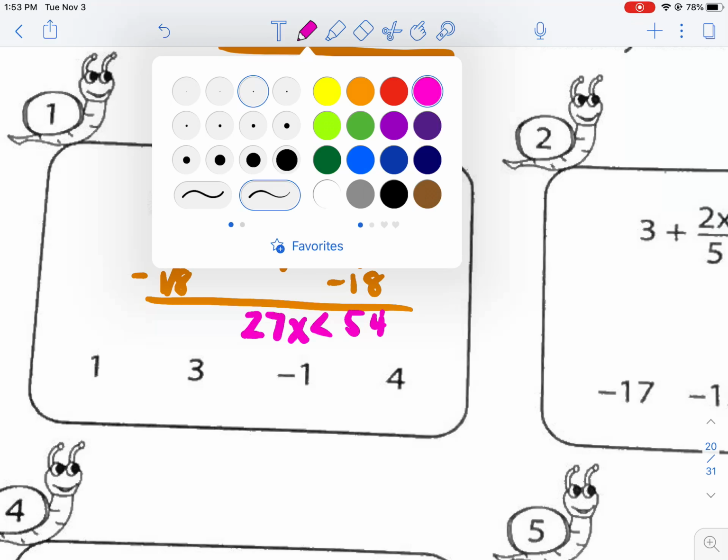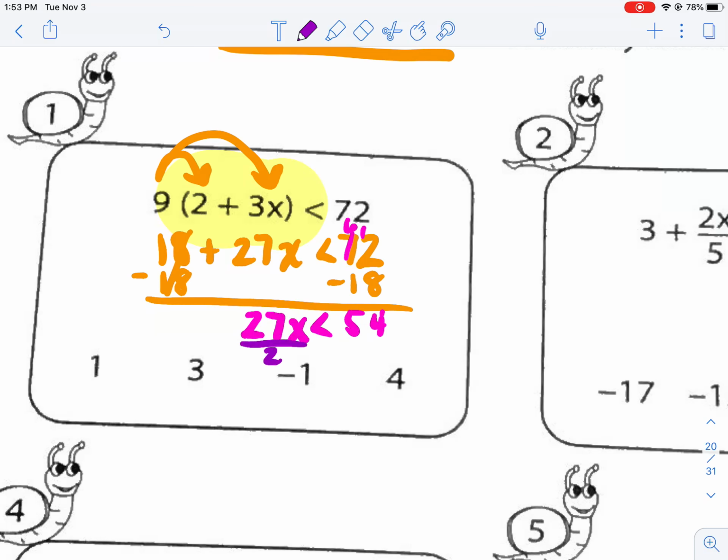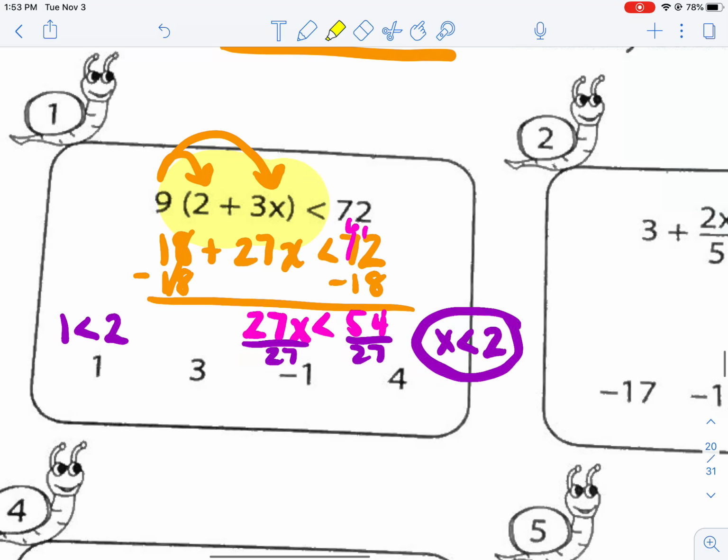Now to get x by itself, let's divide by 27, so x is less than 2. So now let's go through and see which one works. Is 1 less than 2? Again, the open mouth should be facing the bigger number, so this is true.